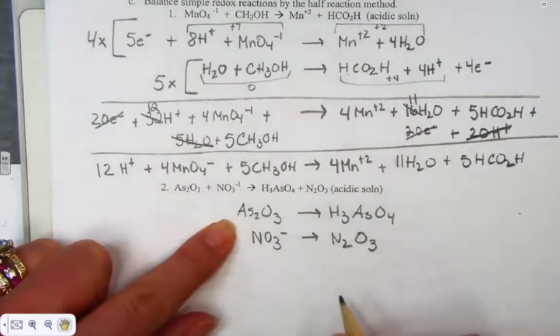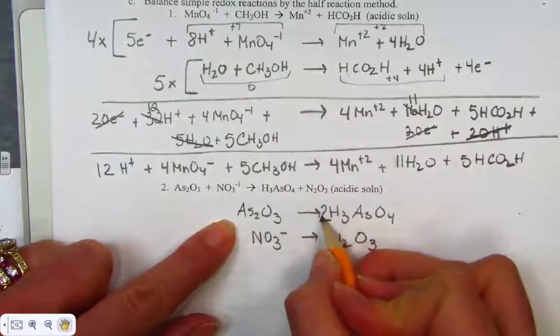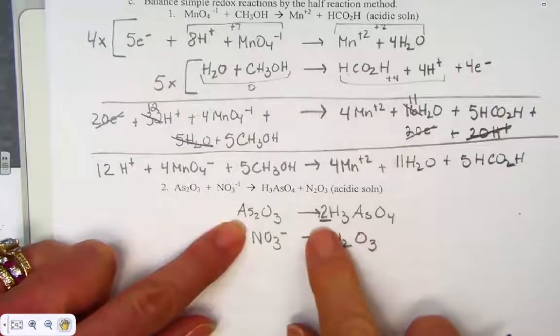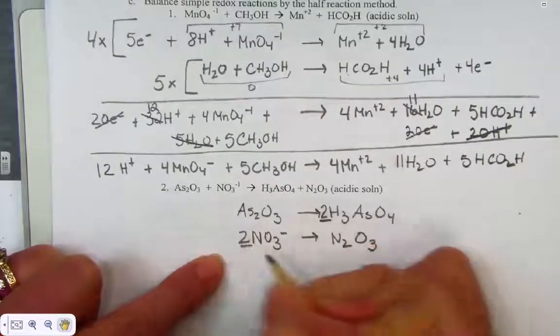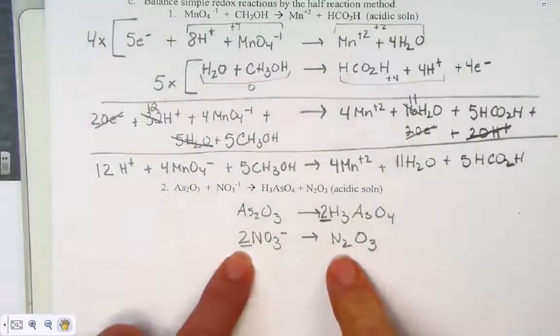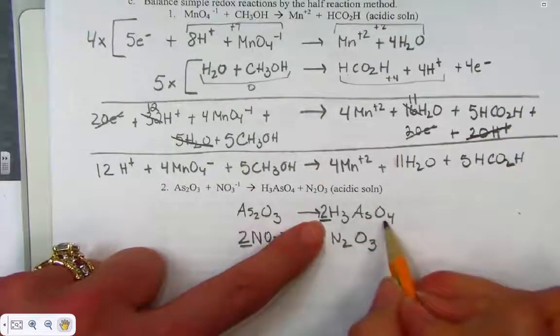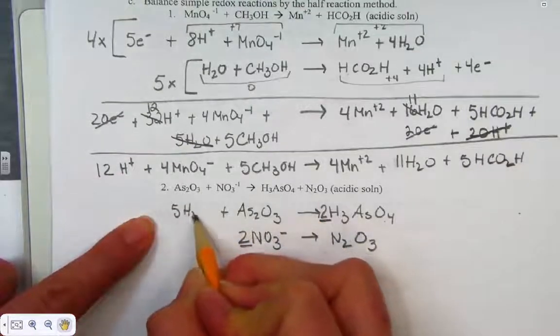We then have to remember to balance everything that's not an H or an O first, so that's going to make me double the product side on the first half reaction to balance the As, arsenic, and it's going to make me double the reactant in the second half reaction to get the nitrogens to balance. Let's count the O's. 2 times 4 is 8 oxygens, so I'll add 5 waters.